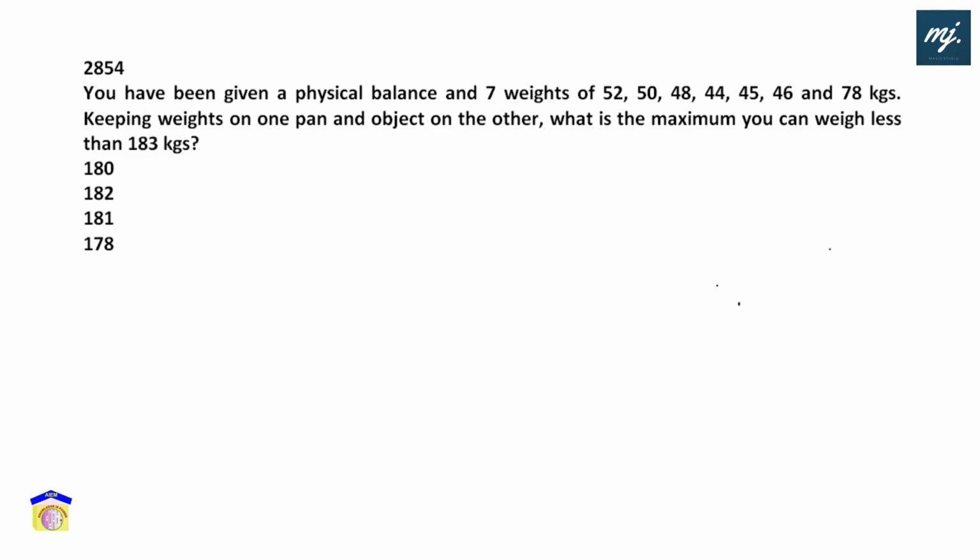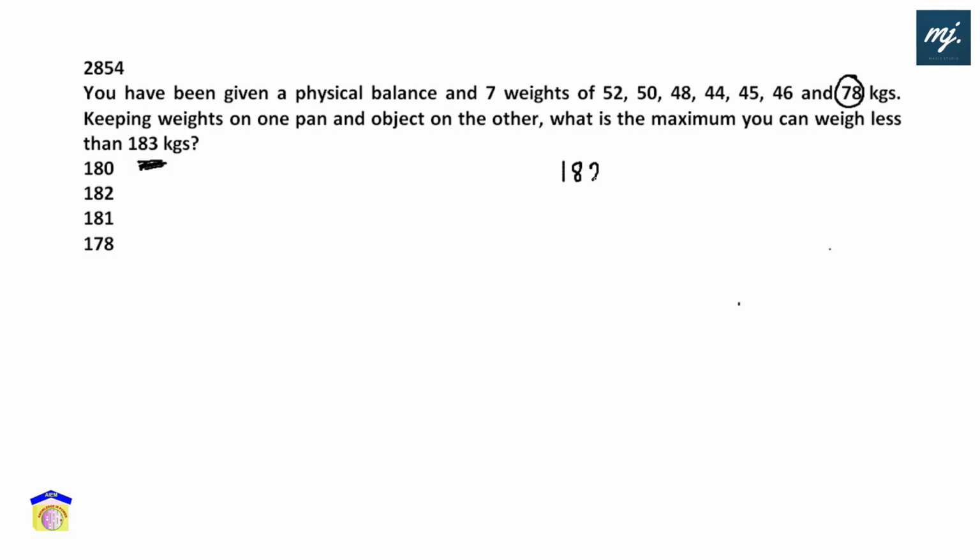Again, another one, a situational puzzle type question, which I said earlier also, like many times they give 2, 3, 4 questions. Something like that, where we need to use more reasoning. You have been given a physical balance and 7 weights of these many kgs. Keeping weights on one pan and the object on another, what is the maximum you can weigh less than 183? So obviously I would be maximizing the weight if I am taking 78. And it's given that the maximum should be less than 183, and these all are numerals.